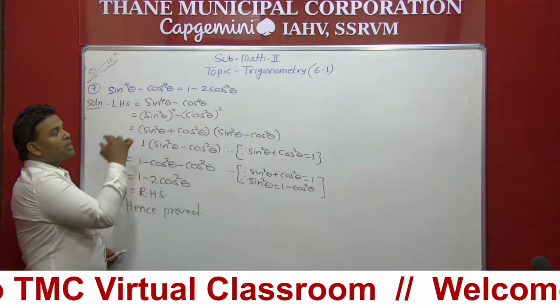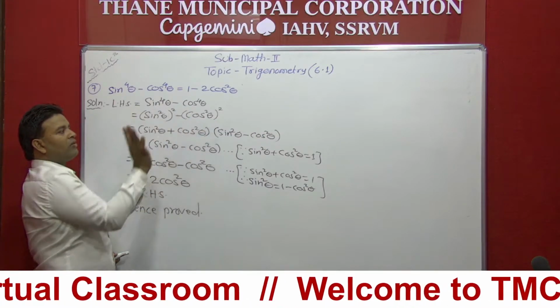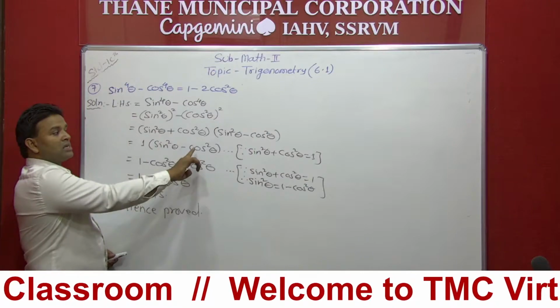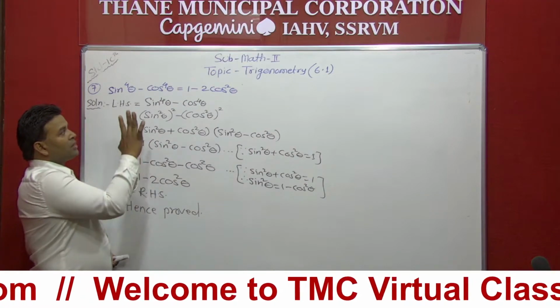This is the question number 7, which is only 5 to 6 steps, but it is very important, and having so many concepts, identities of 8th standard. Here we are using the identity of 8th standard, then we are using the same formula 2 times. That's why this question is very important. So everyone, please note down.